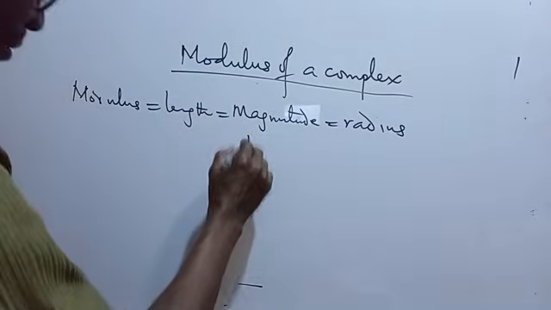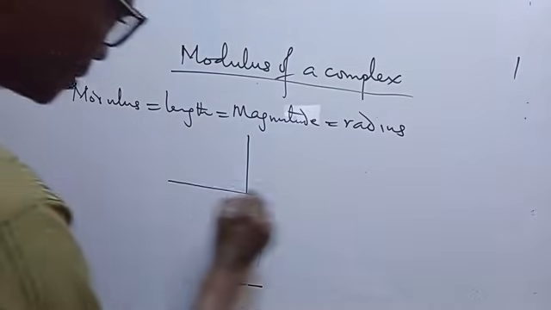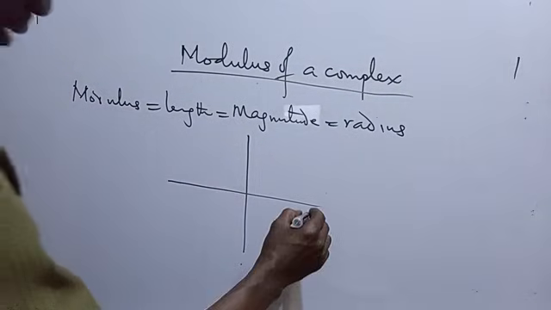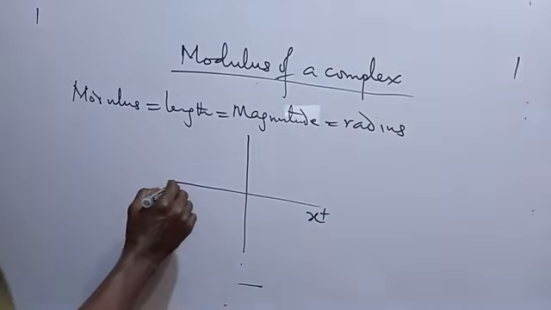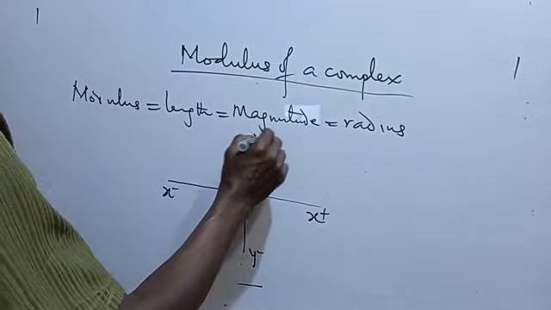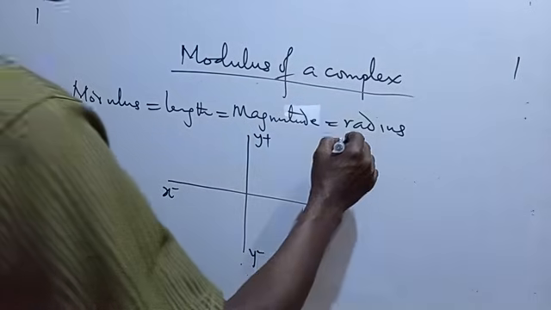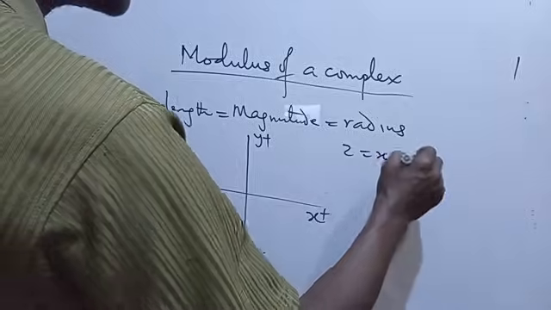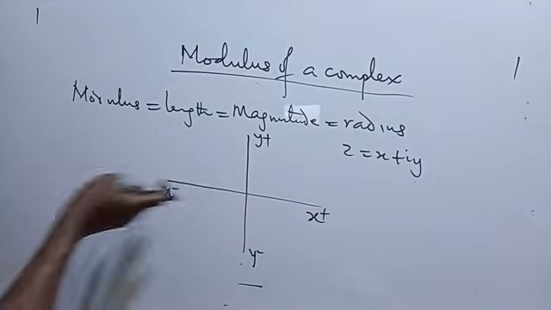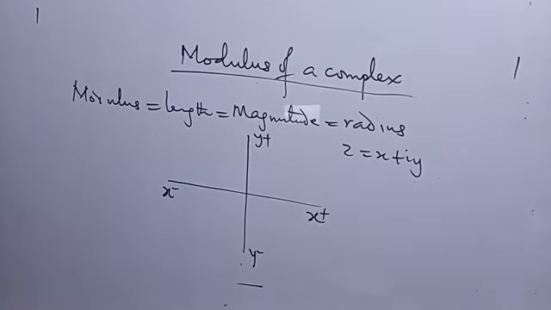Fine. Let's draw an Argand plane. Now, on the Argand plane here, like I've just explained, we have x positive here, we have x negative here, we have y negative here, we have y positive here. So if we have a complex number z equals x plus iy, as I've just explained, along this axis we have the real part, and along the other axis, we have the imaginary part.